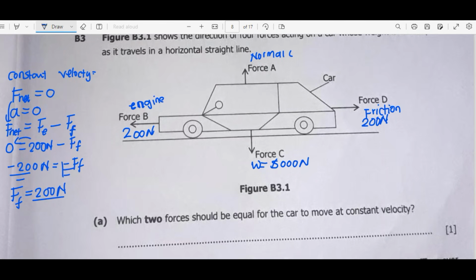So the point is, whenever you have two forces pointing in opposite directions, the net force will be equal to 0. If that object is moving, then the acceleration must also be equal to 0. Therefore, the velocity will be constant. So which two forces should be equal for the car to move at constant velocity? We'll say it's force B and force D.